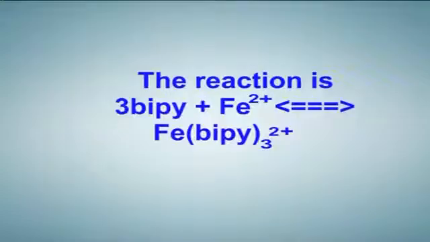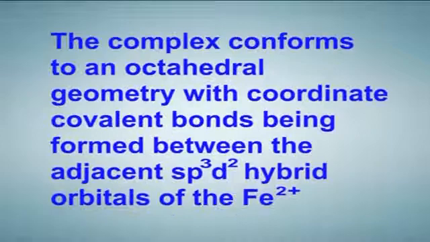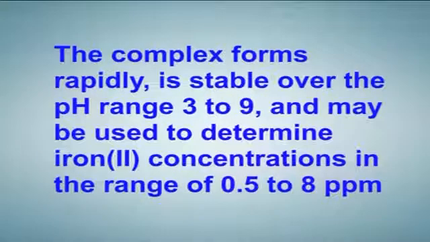The reaction is 3 bipyridyl with Fe2+ giving the complex Fe-bipyridyl 3 complex. The complex conforms to an octahedral geometry with coordinate covalent bonds being formed between the adjacent sp3d2 hybrid orbitals of the Fe2+. The complex forms rapidly, is stable over the pH range 3 to 9, and may be used to determine iron 2 concentrations in the range of 0.5 to 8 ppm.